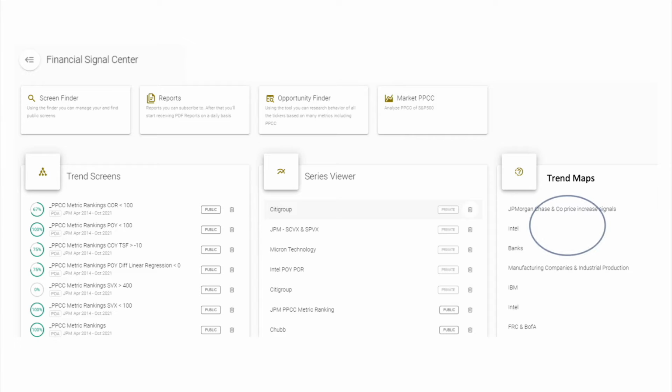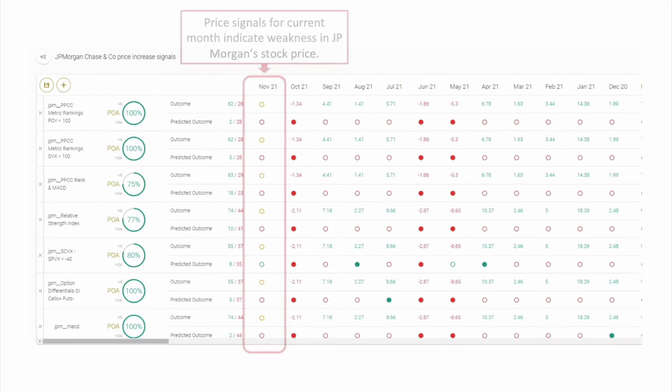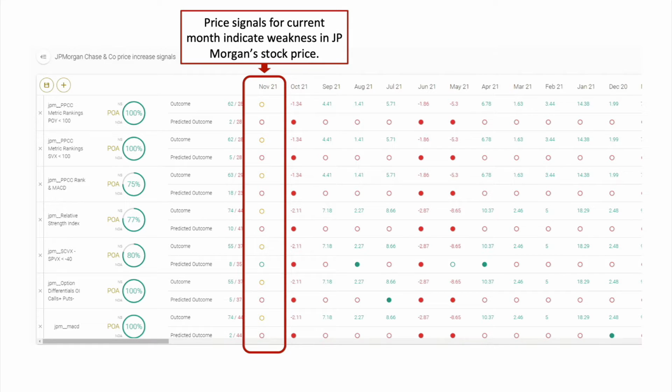Now, in this example, we're going to look at some trend maps, and specifically, we're going to deep dive into a JP Morgan Chase example. Now, as shown here, with a simple point and click, we know quite a bit about JP Morgan's stock price. In this case, we know that the price signals for the current month indicate weakness in JP Morgan's stock price. And obviously, this represents some very important, or potentially important, investment information.